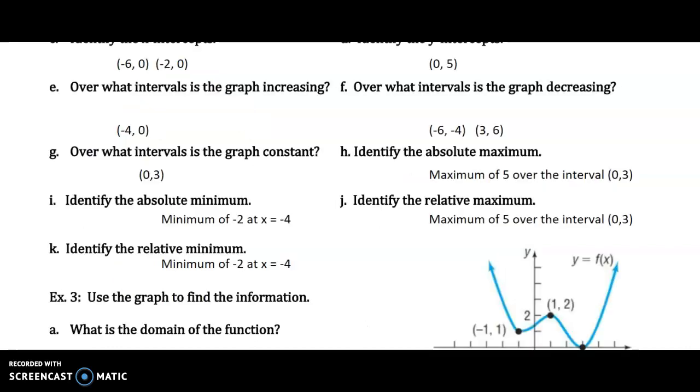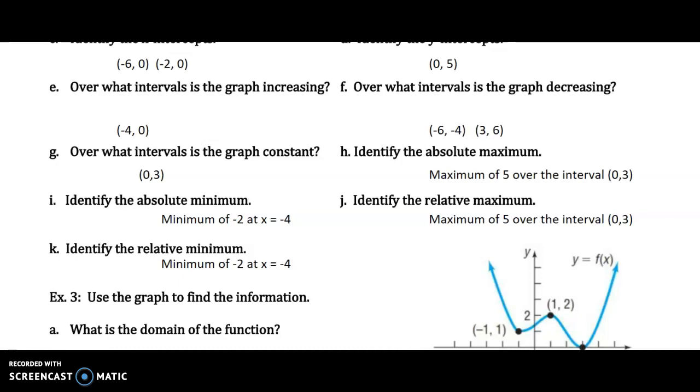Now the next few answers are dealing with intervals. Over what interval is the graph increasing? In parentheses, (-4, 0). Where is the graph decreasing? Over the intervals of (-6, -4) and (3, 6). Where is the graph constant? There's no change between 0 and 3.